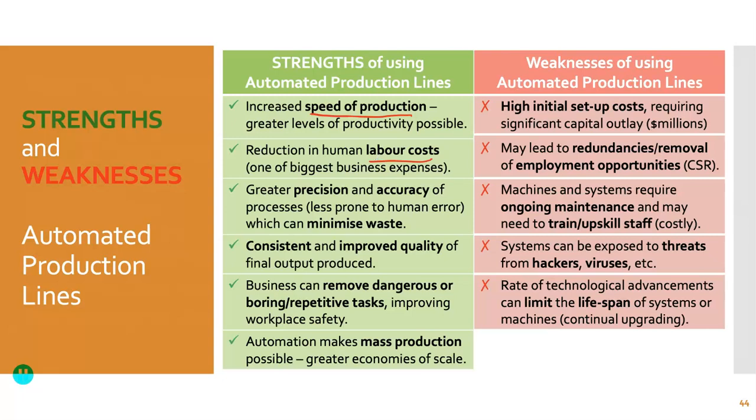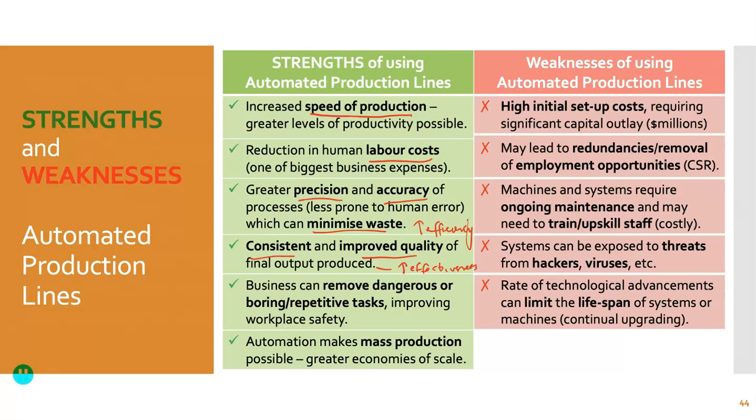Now, we have talked about how machines can do things with greater precision and accuracy. They're less prone to human error, and this can minimize waste, which should increase our efficiency. Remember, we've talked about how efficiency and effectiveness are different. Now, having a consistent and improved quality of the final product, because machines are accurate, should increase our effectiveness. And that's at least how I think about it.